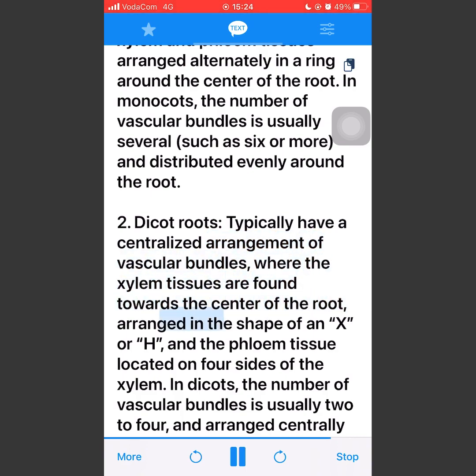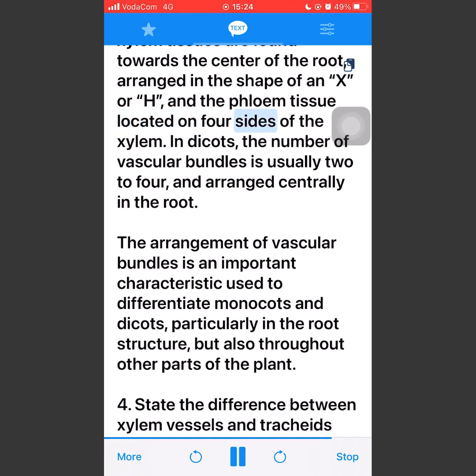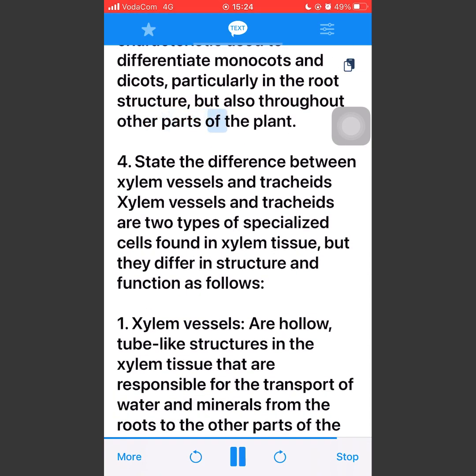2. Dicot roots typically have a centralized arrangement of vascular bundles, where the xylem tissues are found towards the center of the root, arranged in the shape of an X or H, and the phloem tissue located on 4 sides of the xylem. In dicots, the number of vascular bundles is usually 2 to 4, and arranged centrally in the root. The arrangement of vascular bundles is an important characteristic used to differentiate monocots and dicots, particularly in the root structure, but also throughout other parts of the plant.